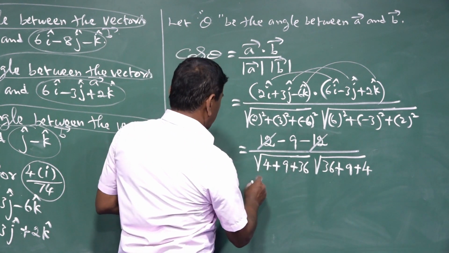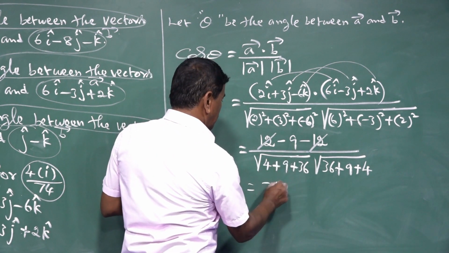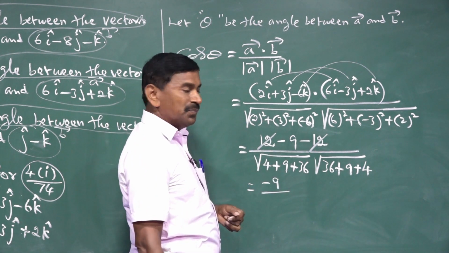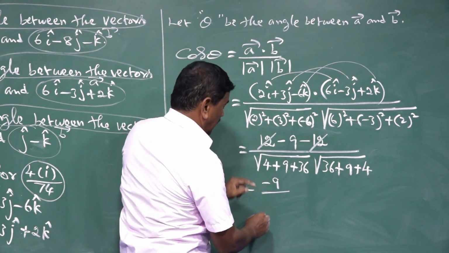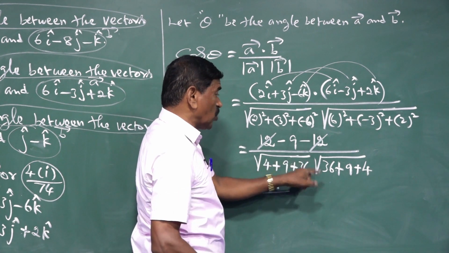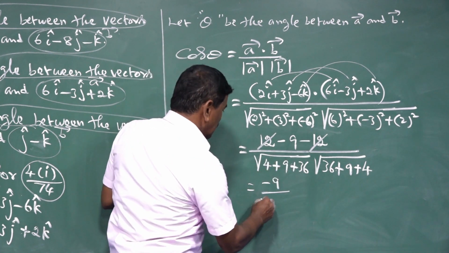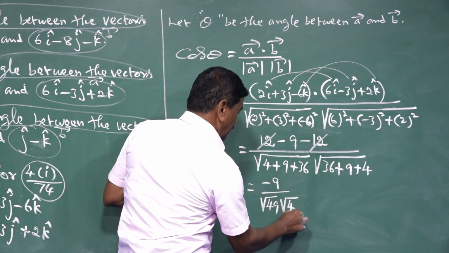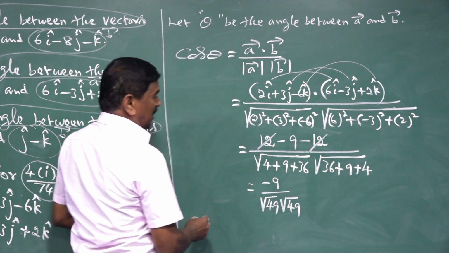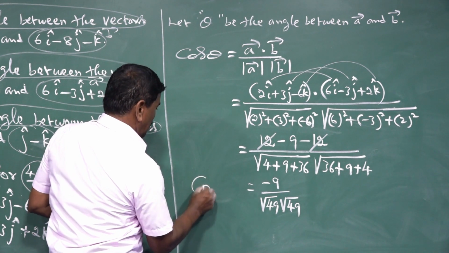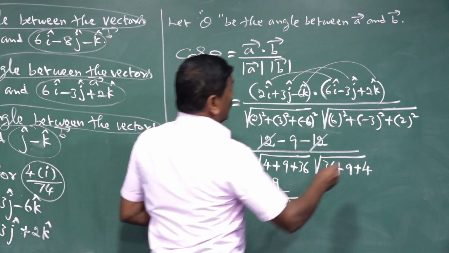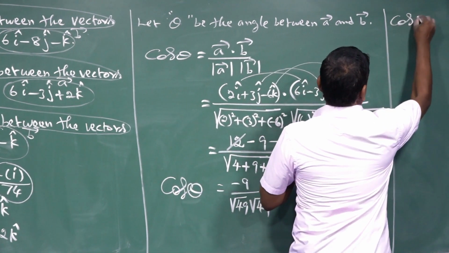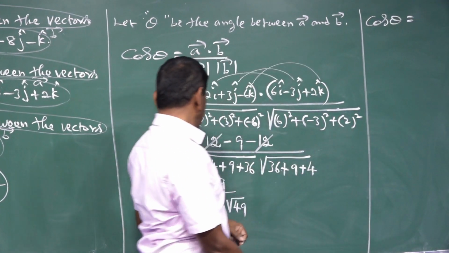Okay, which is equal to, what is the numerator? Minus 9. Divided by square root of 49 into square root of 49, whose left hand side is cos theta. Okay, cos theta. Now, listen, its continuation is cos theta is equal to.